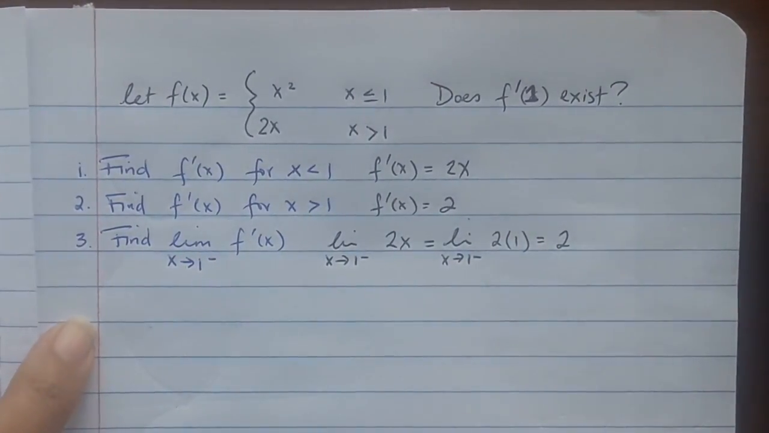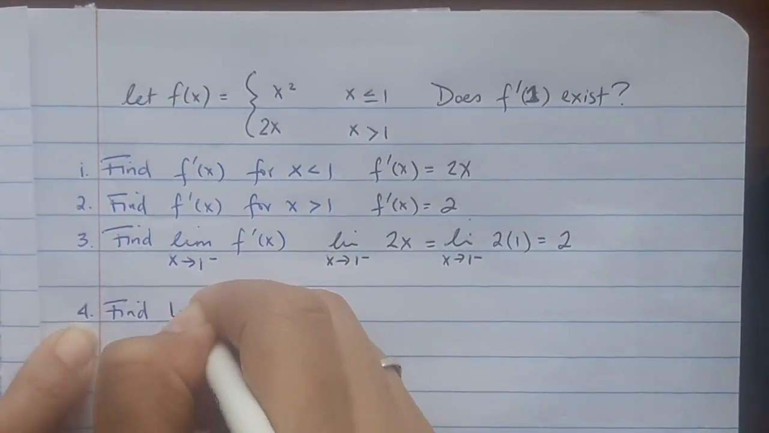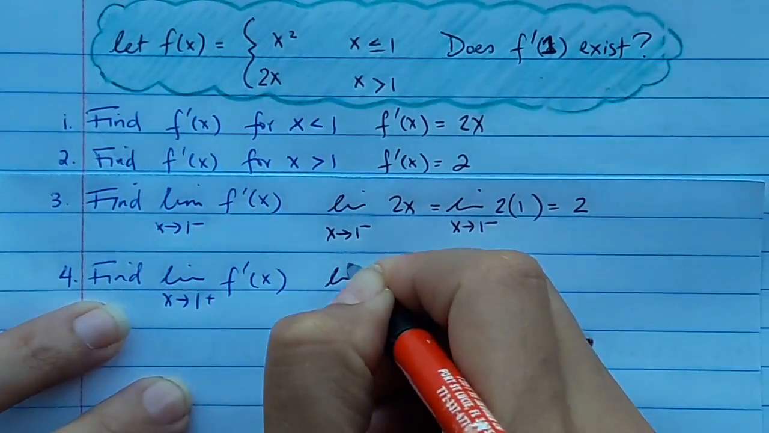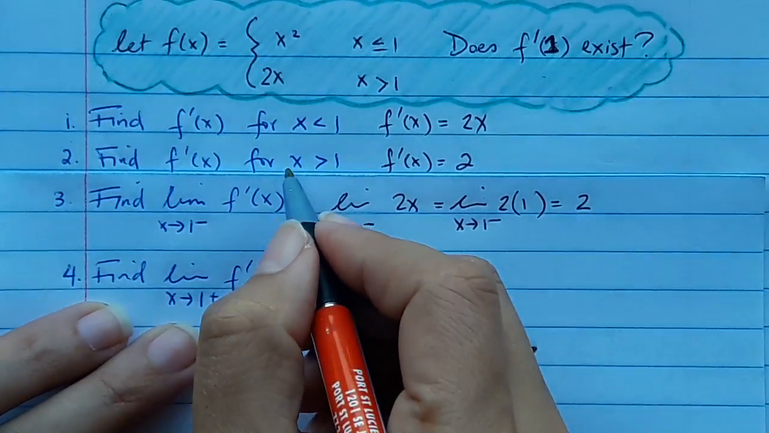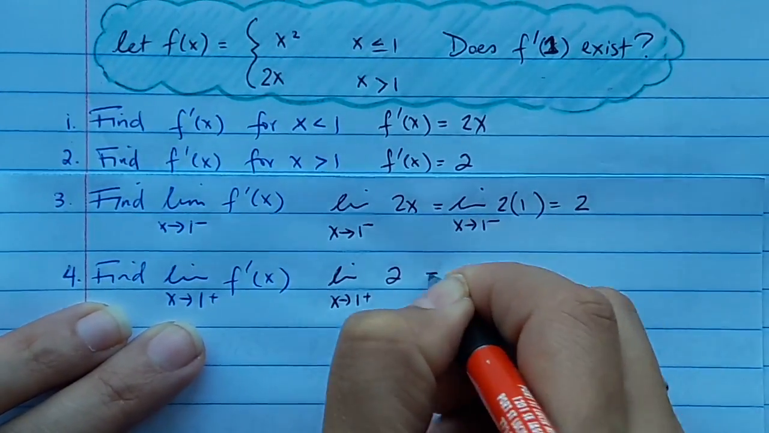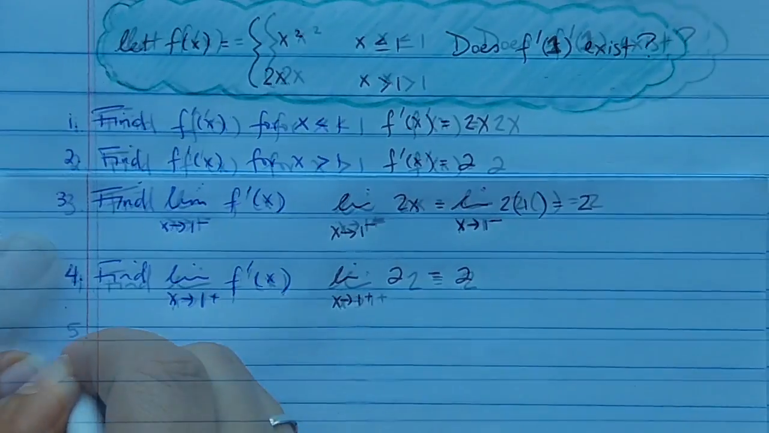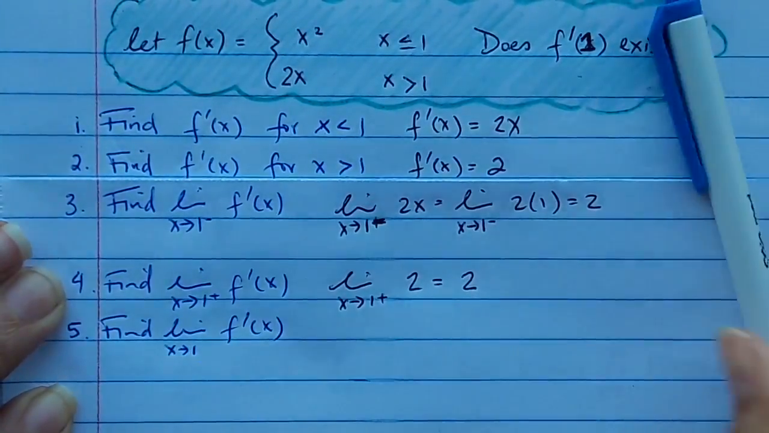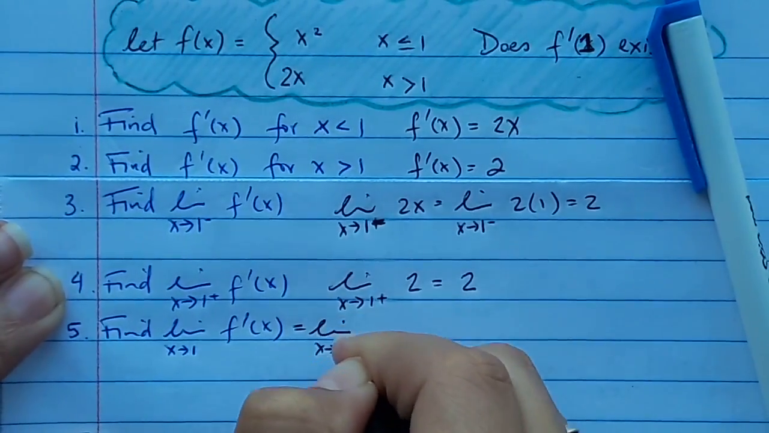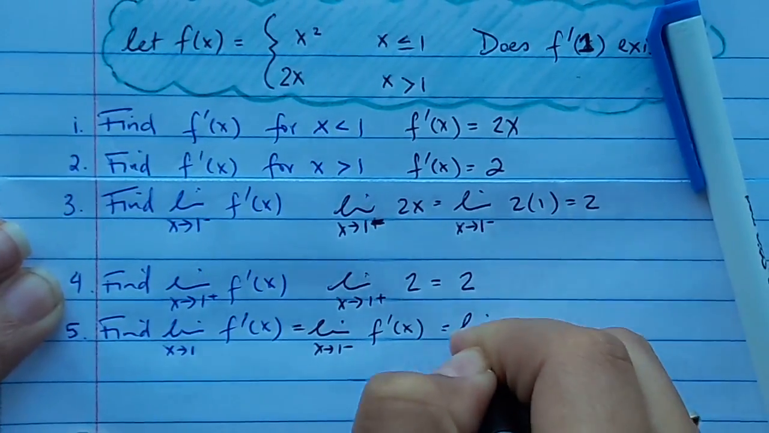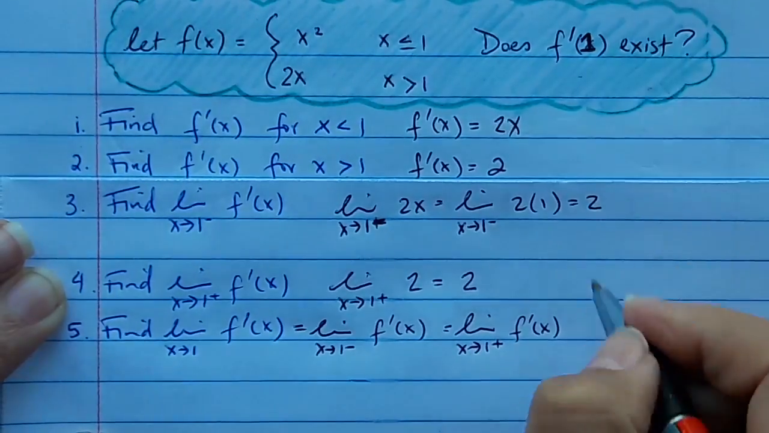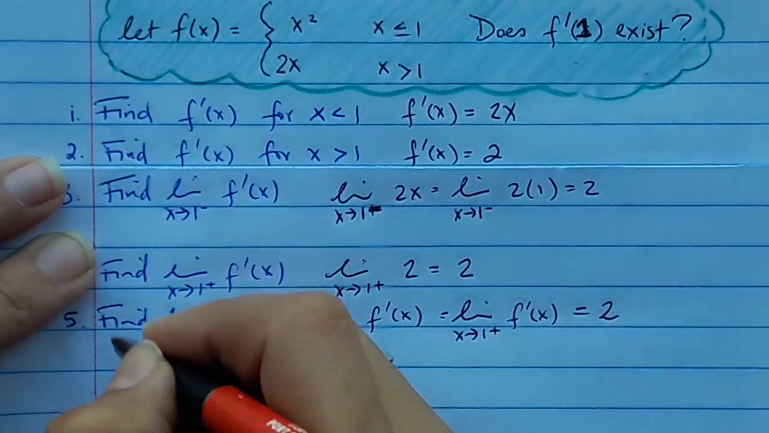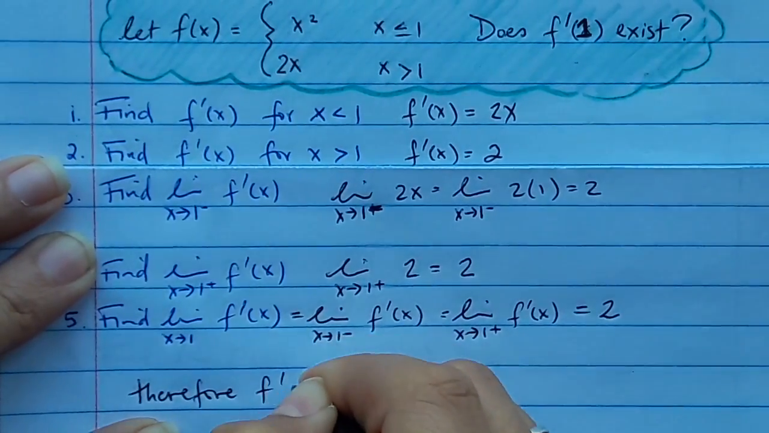Then find the limit as x approaches 1 from the right of f prime of x. So the limit as x approaches 1 from the right is going to be 2. So final step, find the limit as x approaches 1 of f prime of x. Well, we know that that's equal to the limit coming from the left of f prime of x, and that has to be equal to the limit coming from the right of f prime of x, which means that it's equal to 2. So therefore, f prime of 1 exists and is equal to 2.